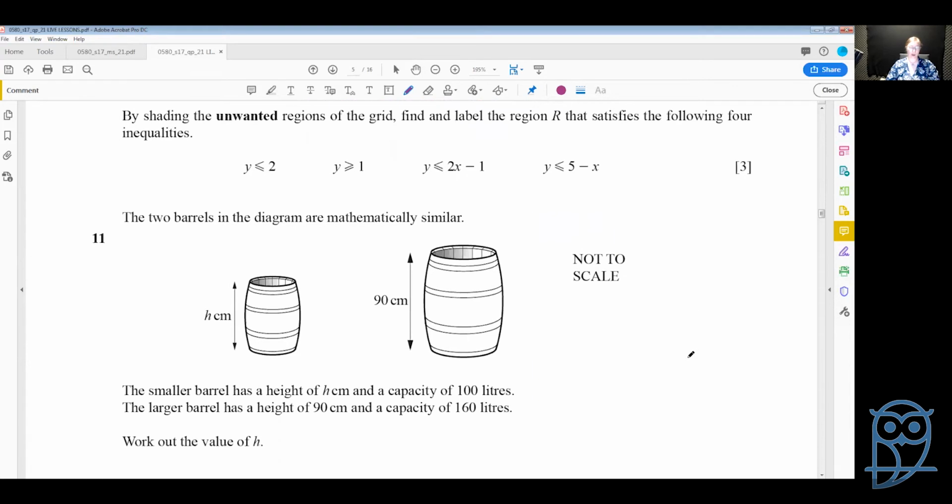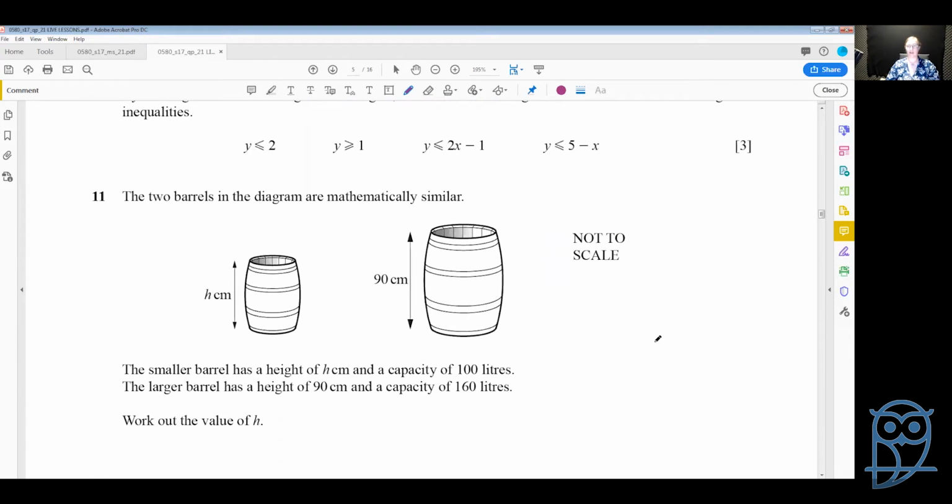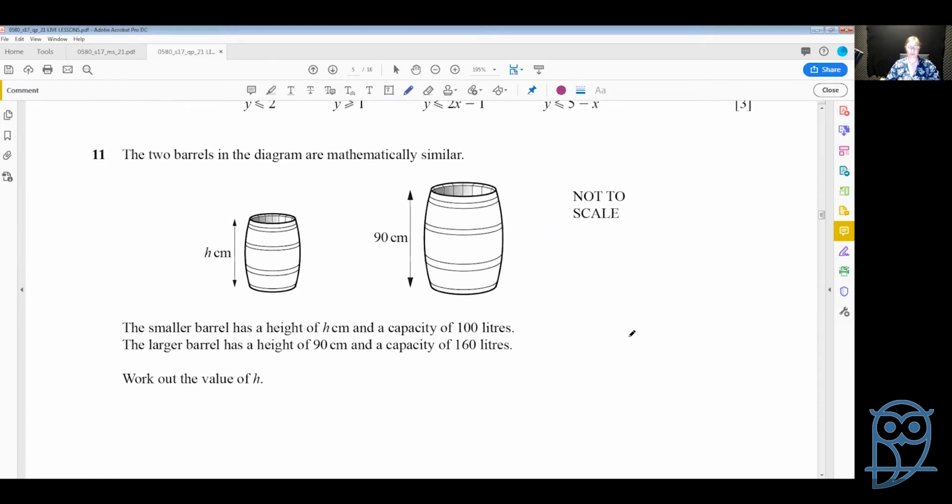Okay, the two barrels in the diagram are mathematically similar. Okay. The smaller barrel has a height of h and a capacity of 100 liters.